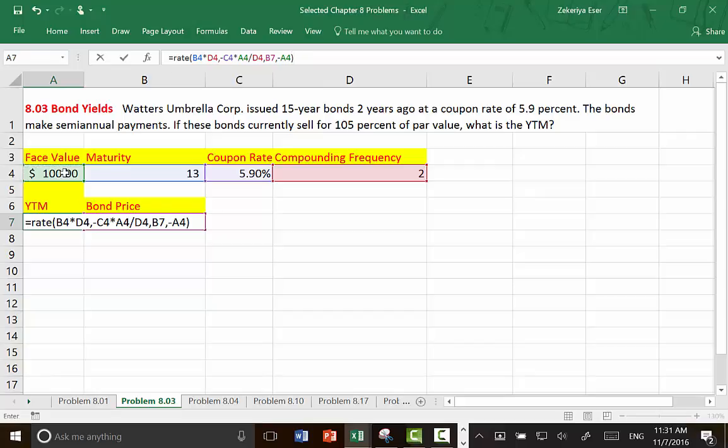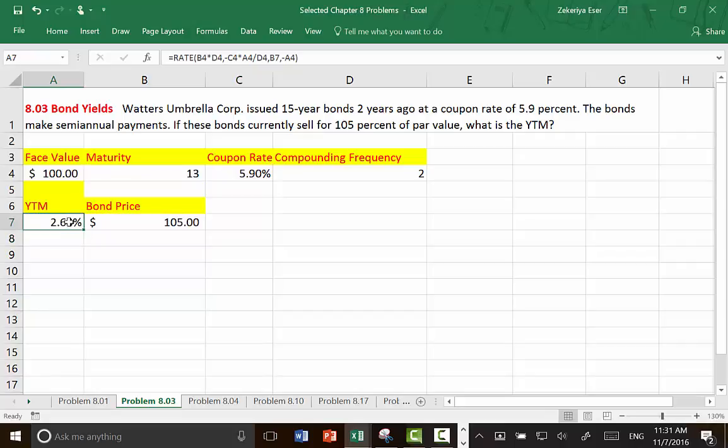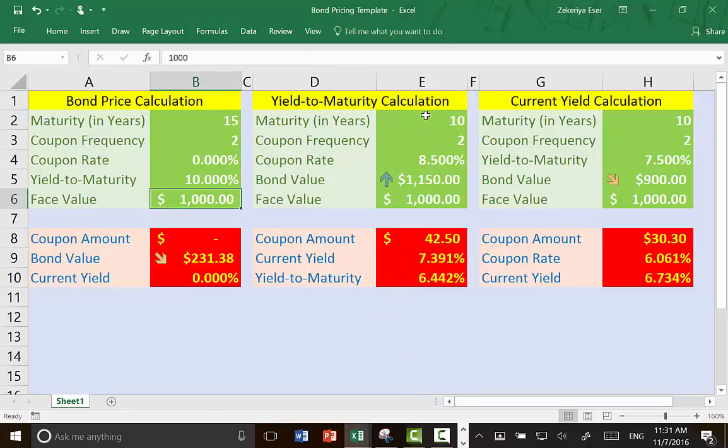As you see, the present value is positive. The payments in the future, both coupons and face value, are negative. This gives me a rate, but this is a rate for period. That means I need to multiply it by 2, the compounding frequency, which gives 5.36%. Alternatively, I can go to my template.